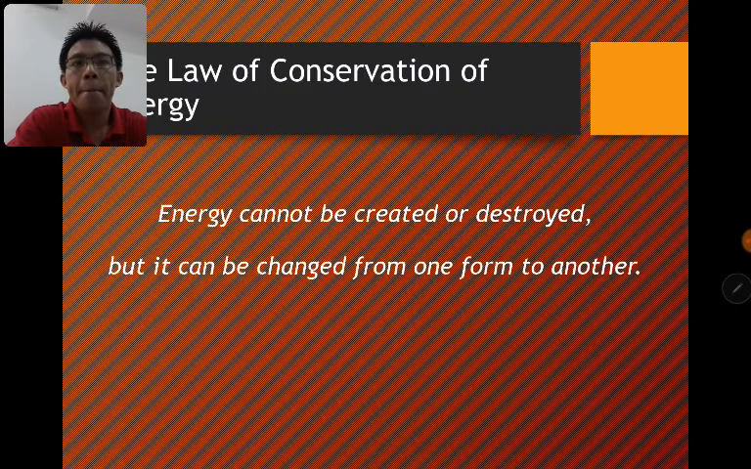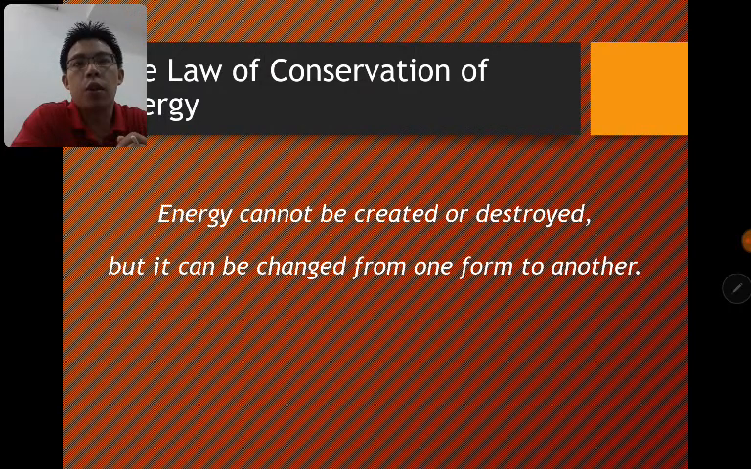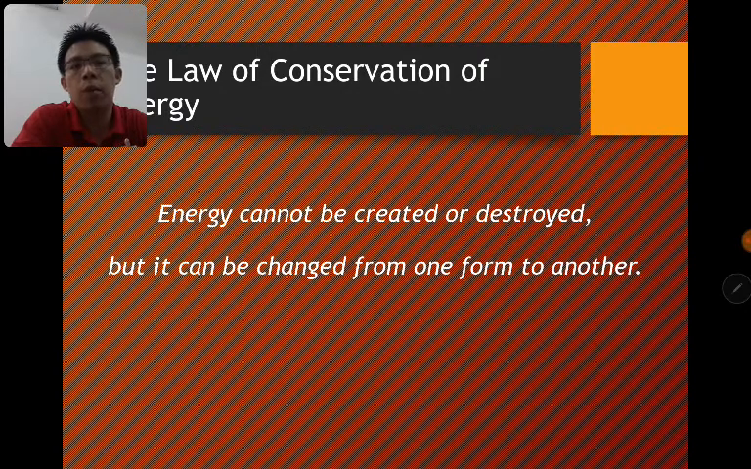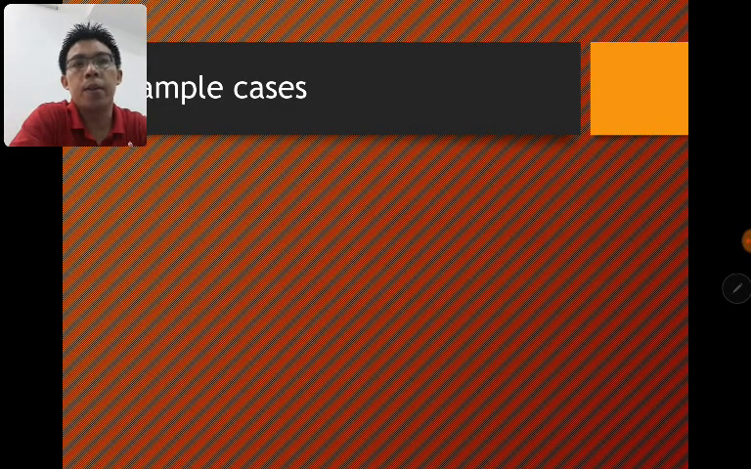All right. So we also need to understand the law of conservation of energy. That energy cannot be created or destroyed, but it can be changed from one form to another. So we shall never create energy, and we cannot make the energy disappear. It can only be changed from one form to another. Okay, there's already a fixed amount of energy in this universe that we cannot destroy, we cannot reduce, we cannot increase. We can only harness whatever is available. So continuing to that, we're going to look at some example cases.